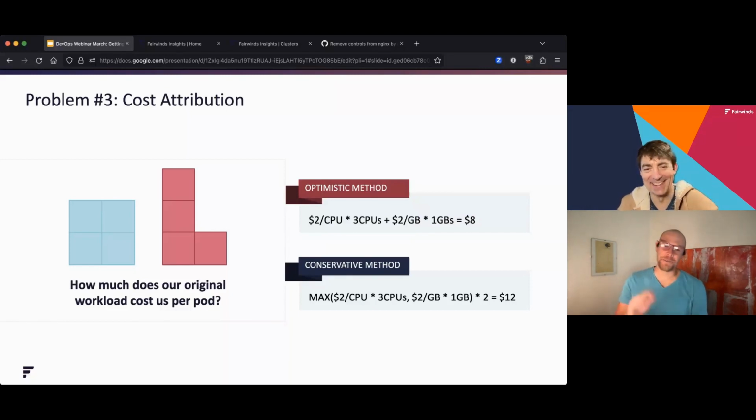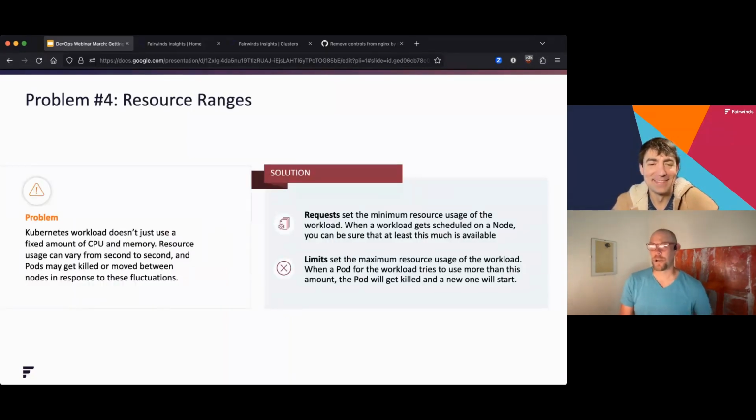Okay, well, I'm going to move on from cost attribution. Are you ready for what's next? Yeah, let's do it. Okay, so resource ranges. Let's talk about this: how do we get these things correct, even what we're requesting?